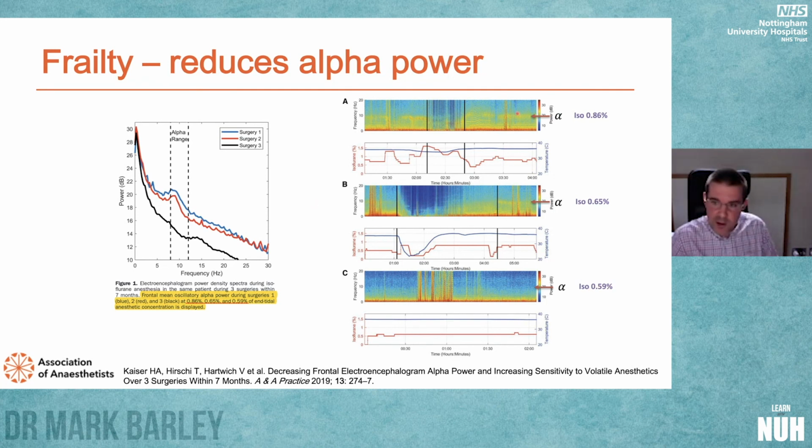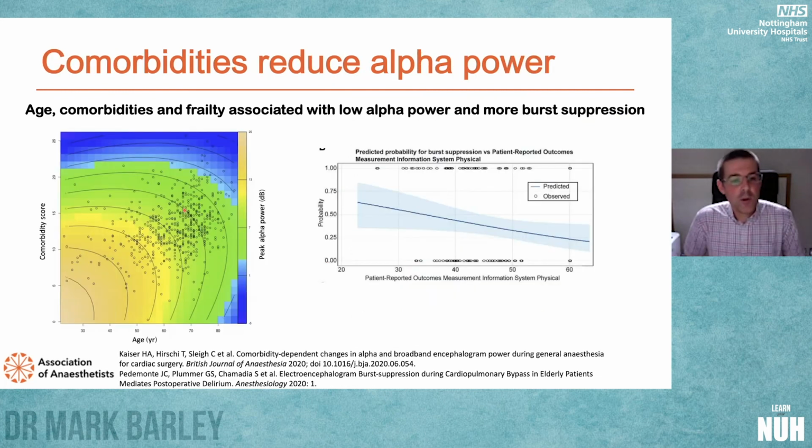Looking at the strength or the power in that alpha band in between these 3 operations, we can see a really rather marked deterioration in this gentleman's brain production of alpha waves as he becomes increasingly frail. Now, of course, that's just a case report, but looking at a much larger group of 300 patients, again, having cardiac surgery, this isobologram is showing us that as the amount and significance of comorbidities increases and a patient's age increases, we see a fall in their alpha power, these cool colors here.